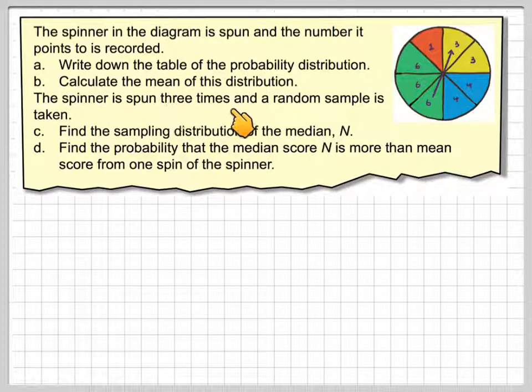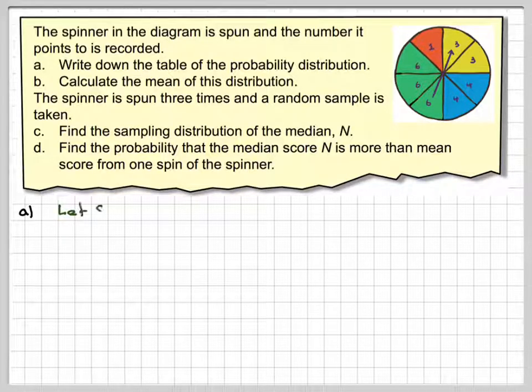The spinner is spun 3 times and a random sample is taken. Find the sampling distribution of the median, n. Find the probability that the median score is more than the mean score from one spin of the spinner. So once we've found the mean, we've got to find the probability that n is bigger than that.